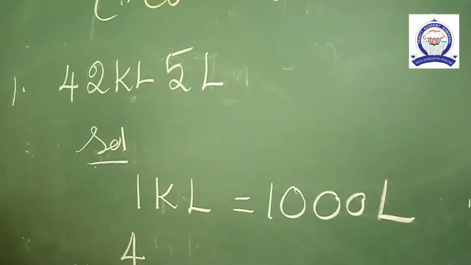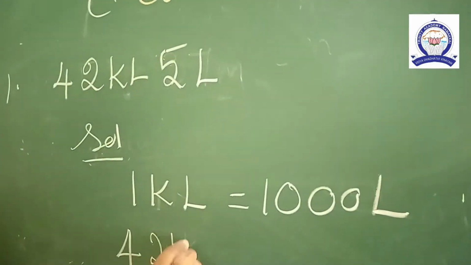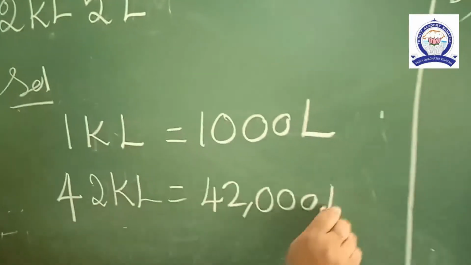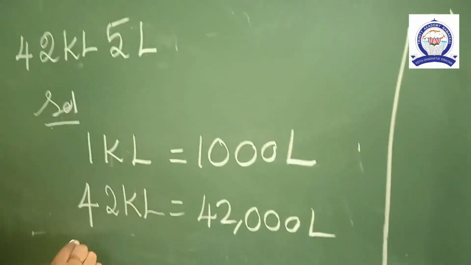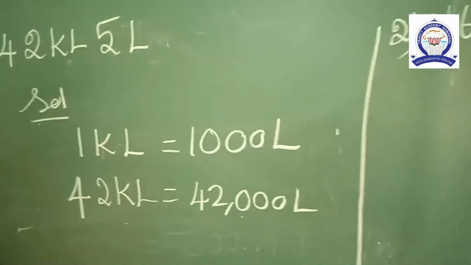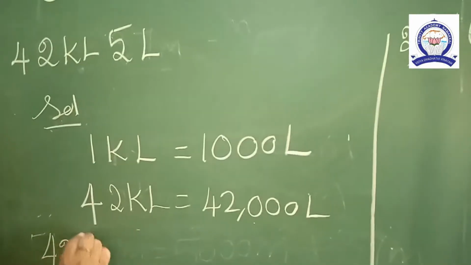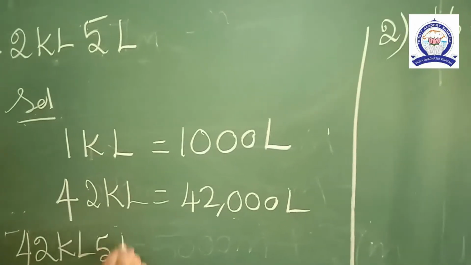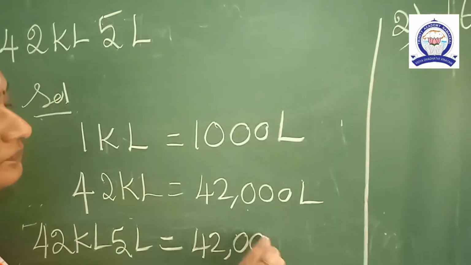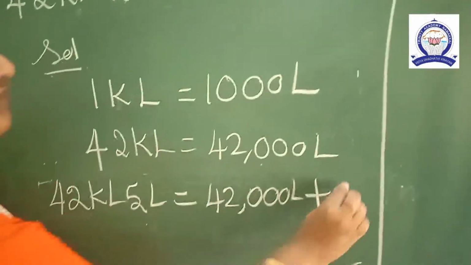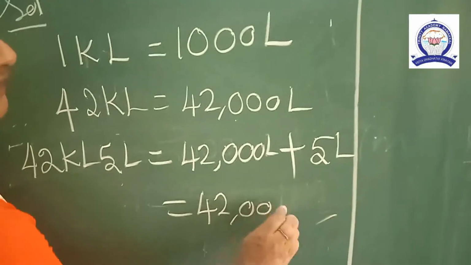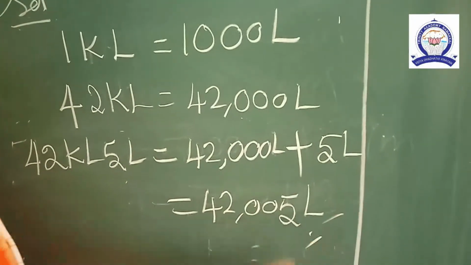So therefore the given question is 42 kiloliter. That is equal to 42,000 liter. Okay, next step, you add 5 liter to this 42,000 liter. So you write the given question. 42 kiloliter 5 liter is equal to 42,000 liter plus you add 5 liter. So that is equal to 42,005 liter. This is your answer.